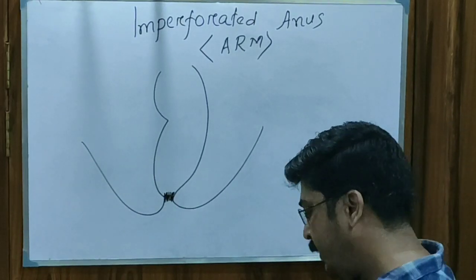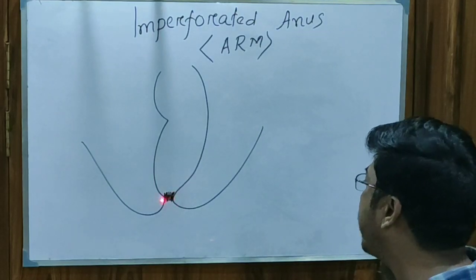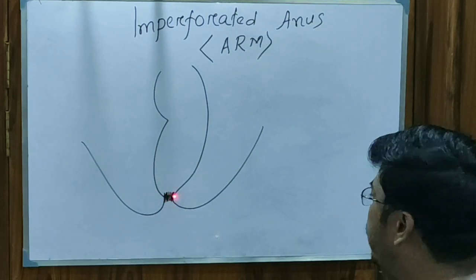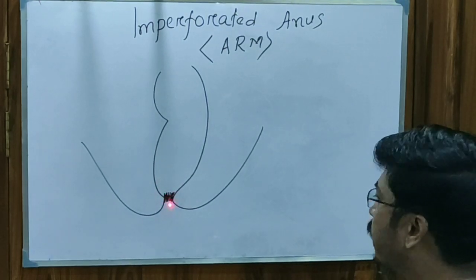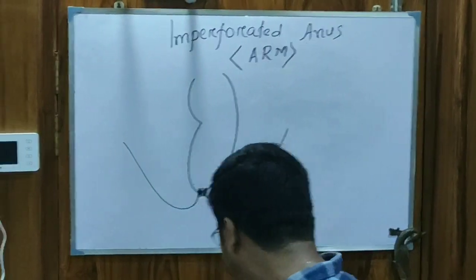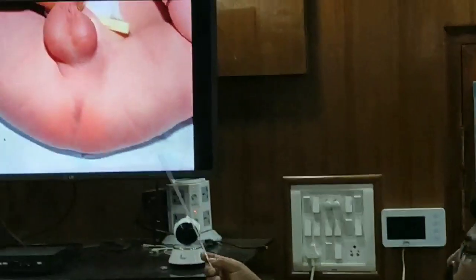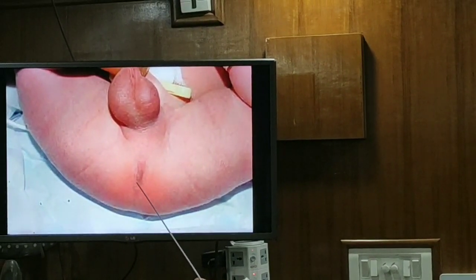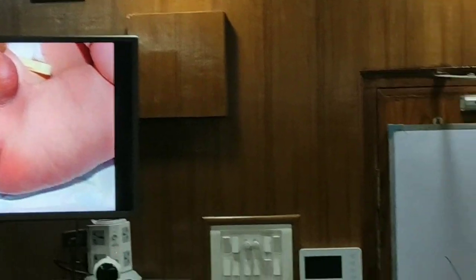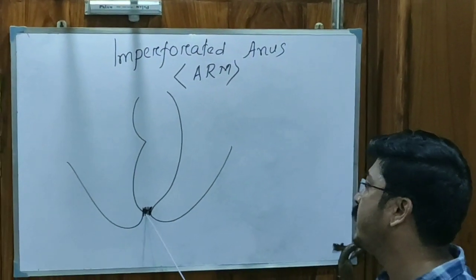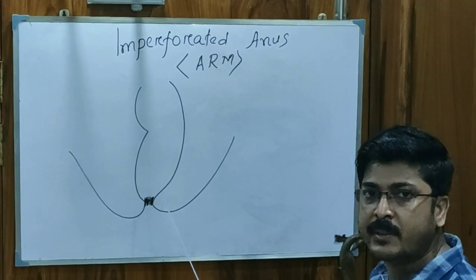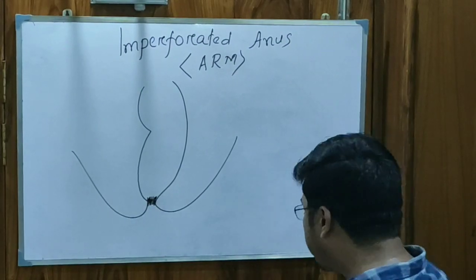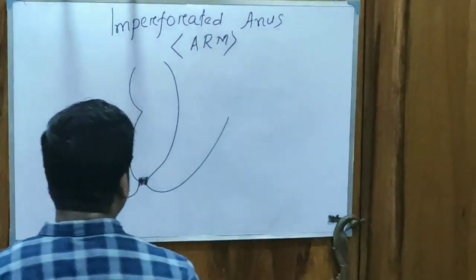Imperforated anus is nothing but there is no anal opening at the normal anatomical position. This is the original view of a newborn baby, showing there is just an anal pit, no anal opening. And here is the schematic diagram, there is no anal opening. That is completely covered with skin. So this is imperforated anus.